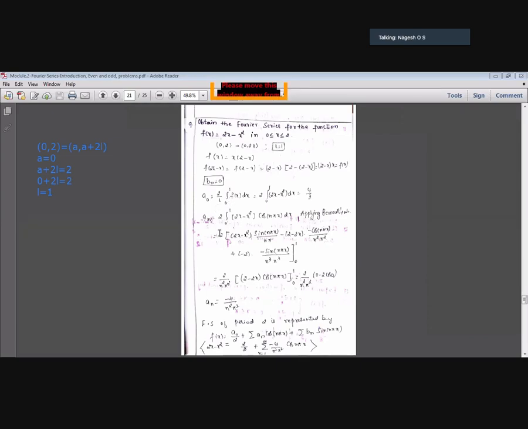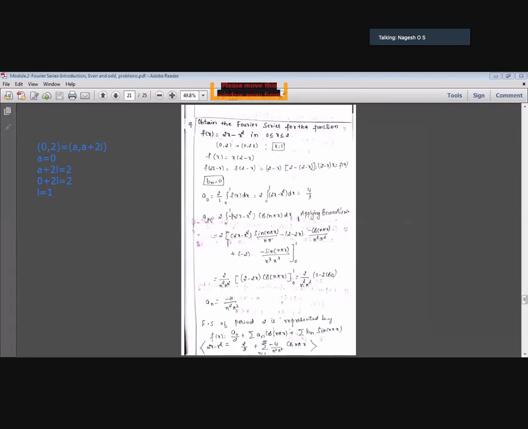Okay, we need to find A0 and An. A0 is 2 by L, integral 0 to L f of x dx. Substitute L value as 1. So here also 1. F of x is 2x minus x square dx, because it is given 2x minus x square. So if you calculate this, you get 4 by 3.